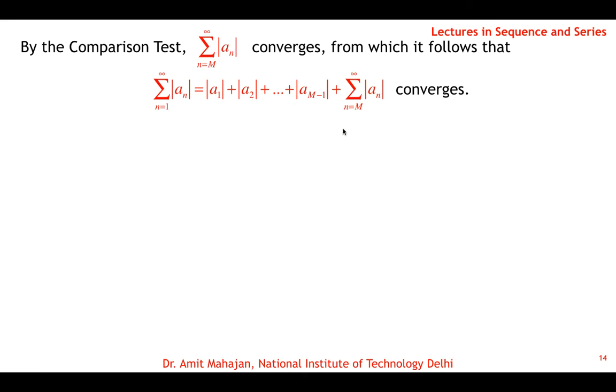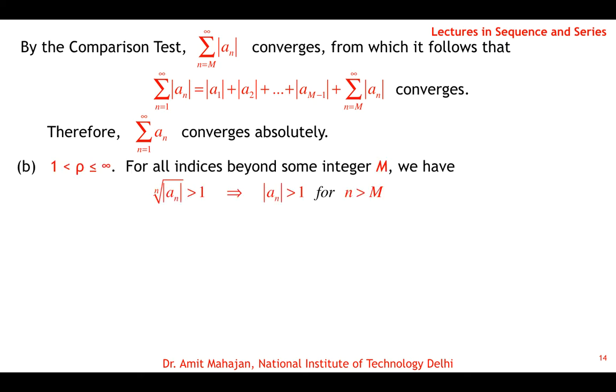Because adding some terms to a convergent series does not change the convergence, this new series, obtained by adding terms modulus a_1 to modulus of a_(M minus 1), is also convergent. So the series n equal to 1 to infinity of modulus of a_n is convergent, and if the series of modulus is convergent, the original series a_n is absolutely convergent. So that's the proof of part 1.